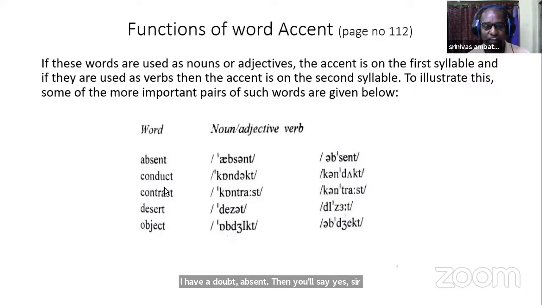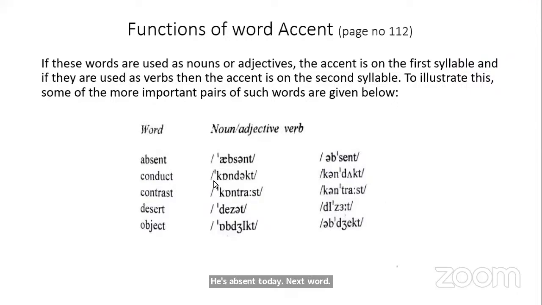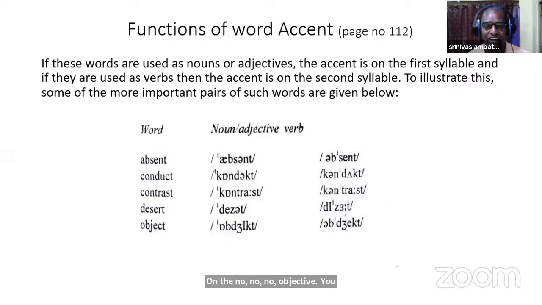Conduct. Noun, no? Noun or adjective. Your conduct will be observed. How you behave is observed. And the second one is a verb. Say? Conduct. I have just conducted an exam. Okay? Conduct. Here, conduct certificate.